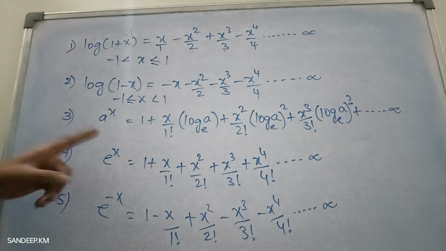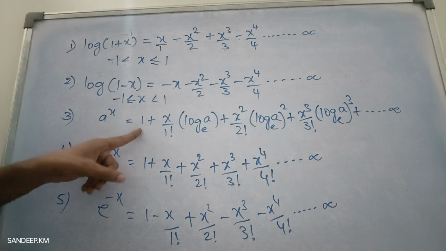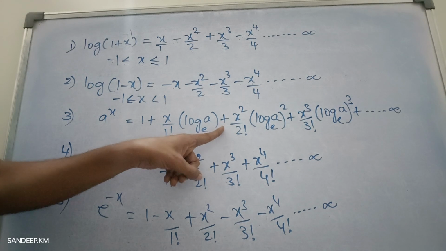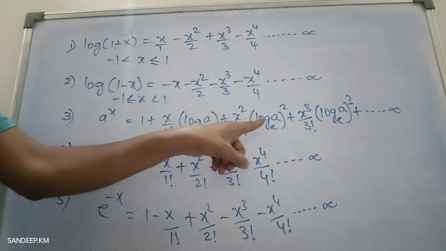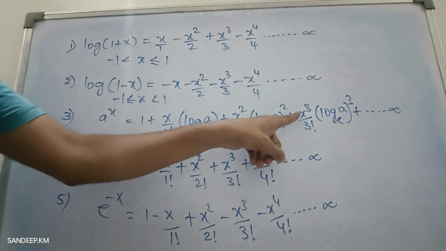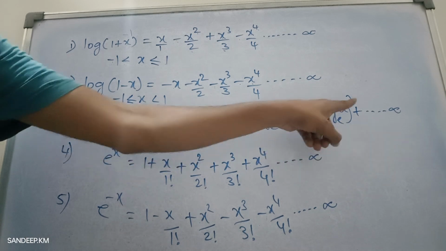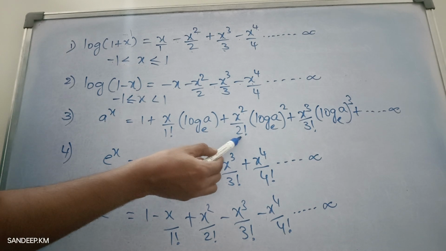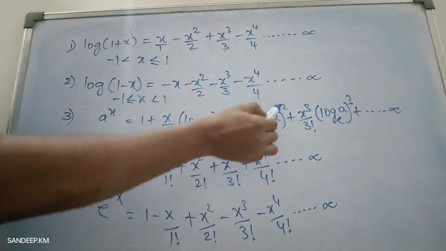Okay, now next, a power x expansion: 1 plus x by 1 factorial into log a base e plus x square by 2 factorial into log a base e whole square plus x cube by 3 factorial into log a base e whole cube and so on. Observe, power is same as power is 2 means the denominator is 2 factorial and log a base e power is 2.